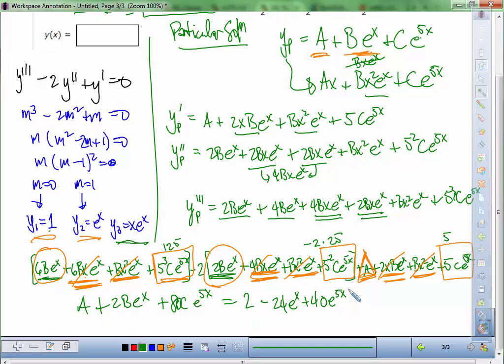Yeah, and so we should figure out what A, B, and C is. So A is equal to 2, B is equal to -12, C is equal to 2. 80 and 40? 1/2. Right? 1/2? Okay, so we got our particular solution.